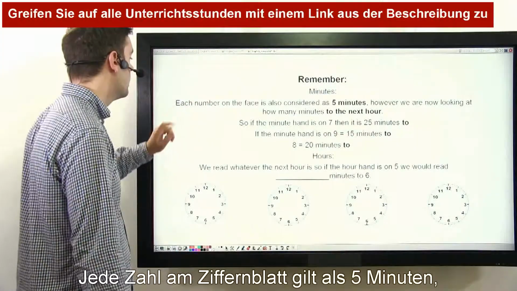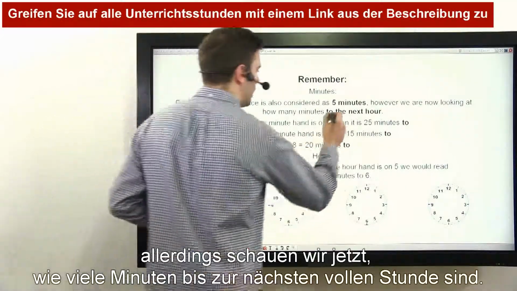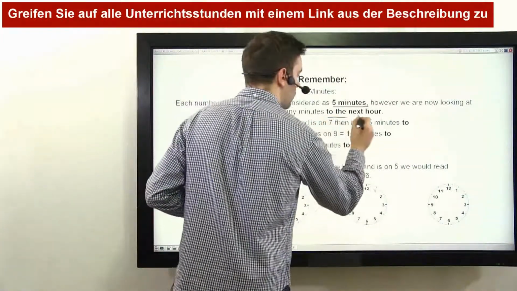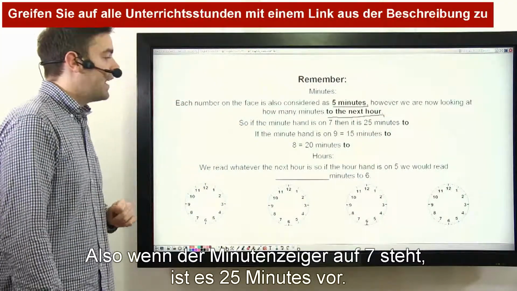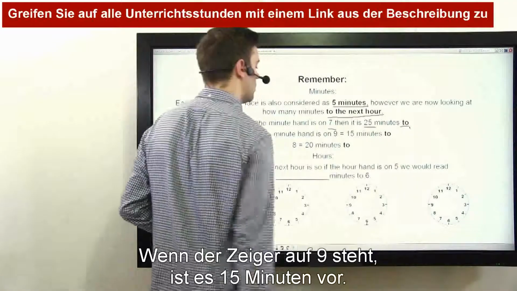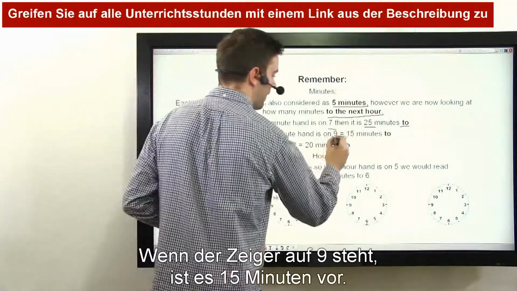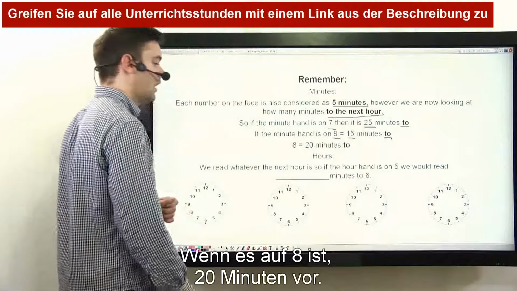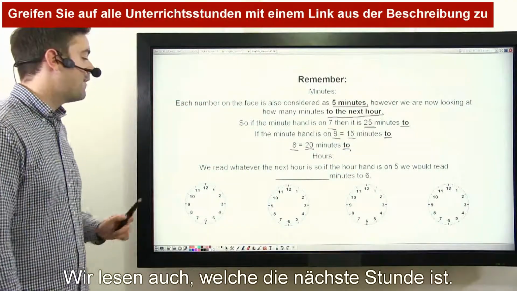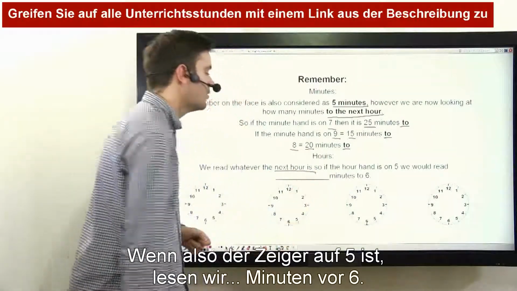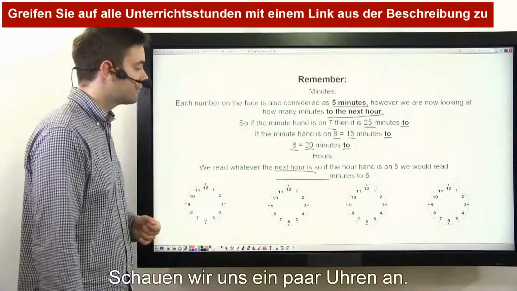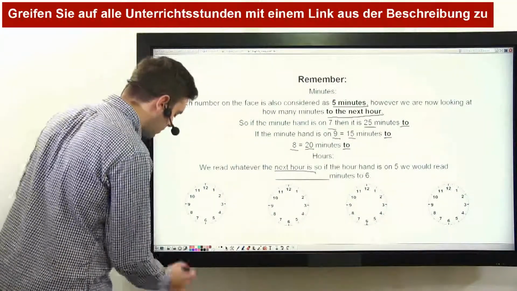Again, remember, each number on the face is also considered as 5 minutes. However, we are now looking at how many minutes to the next hour. So if the minute hand is on 7, then it is 25 minutes to. If the minute hand is on 9, it's 15 minutes to. If it's on 8, 20 minutes to. We also read whatever the next hour is. So if the hour hand is on 5, we would read minutes to 6. Let's have a look at some clocks.